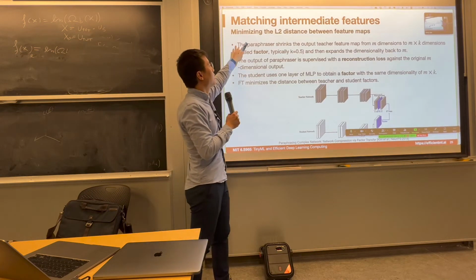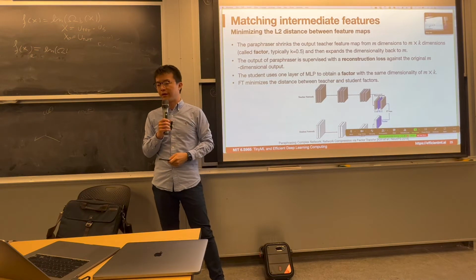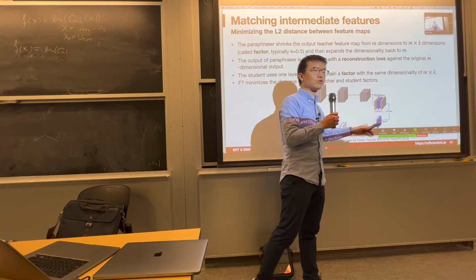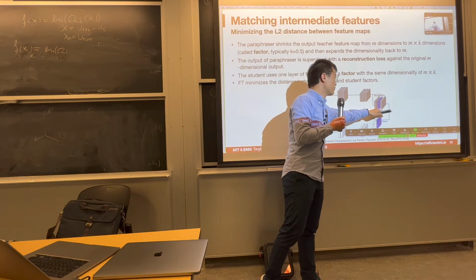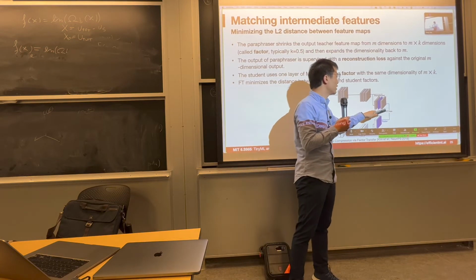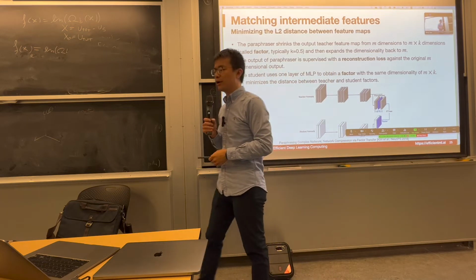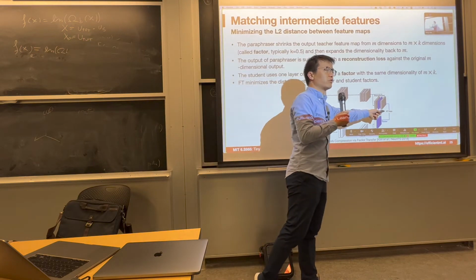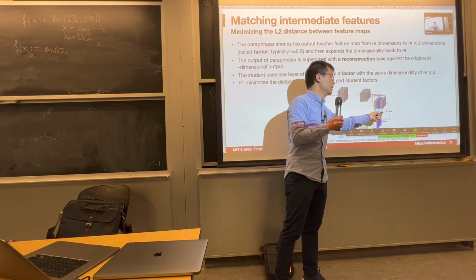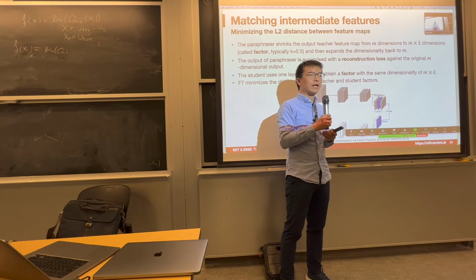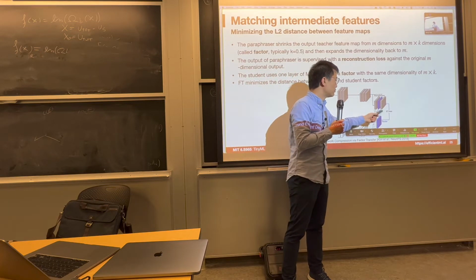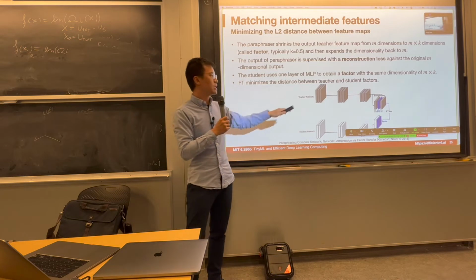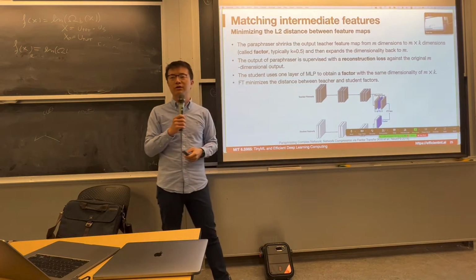There's another way, which is to minimize the L2 distance between the feature maps. So the teacher network produces a feature map. The student network also produces a feature map. For the teacher model, we first squeeze the number of channels from M channels to M times K channels, where typically K equals 0.5. Then we try to reconstruct this feature map with another linear layer, projecting it to M channels. So this is acting like an autoencoder, right? And here we try to match the L2 distance between these two feature maps, the feature maps generated by the teacher network versus the feature map generated by the student network.